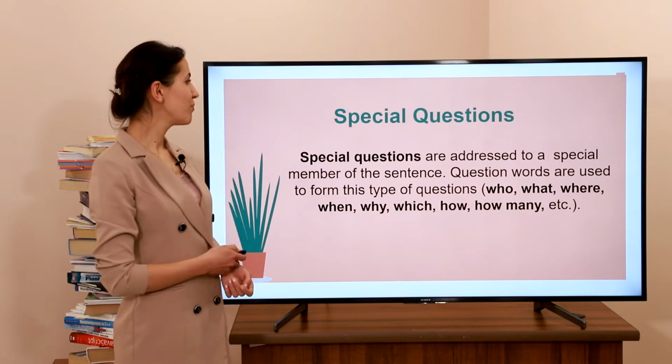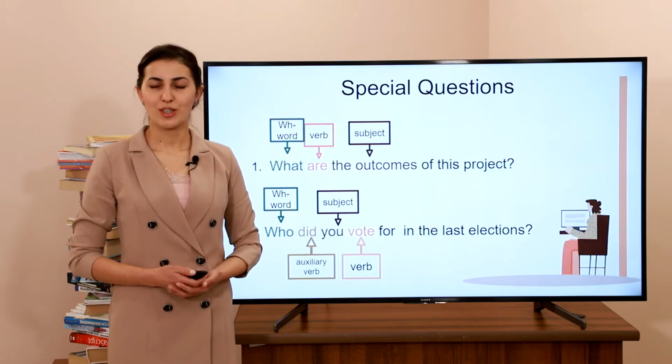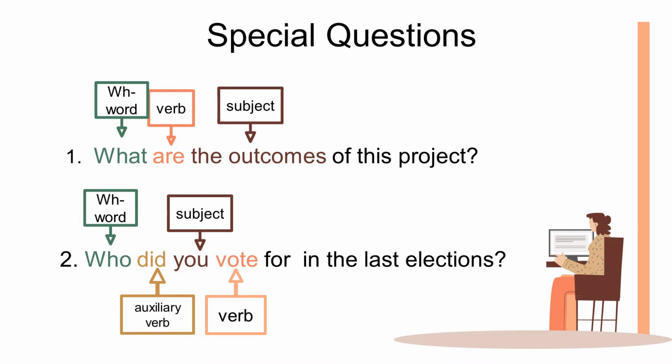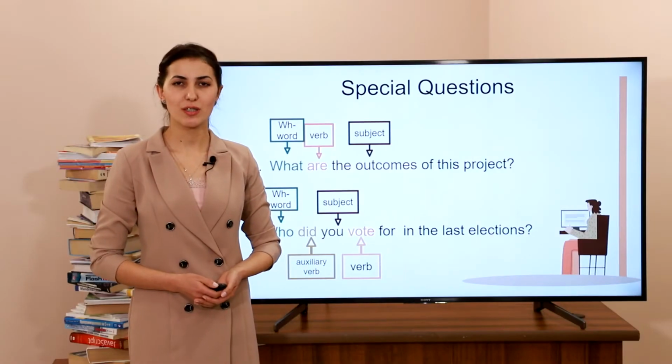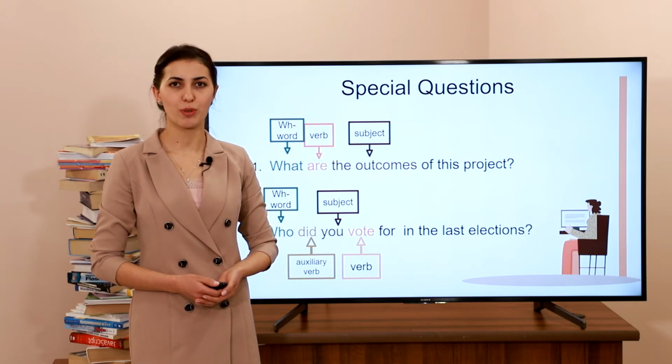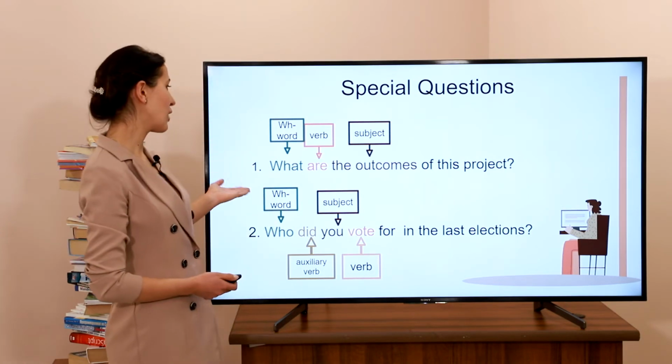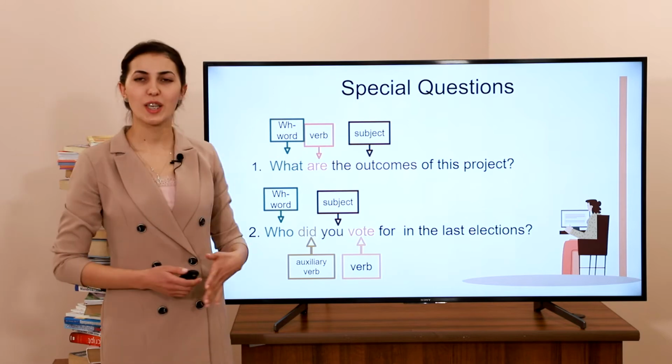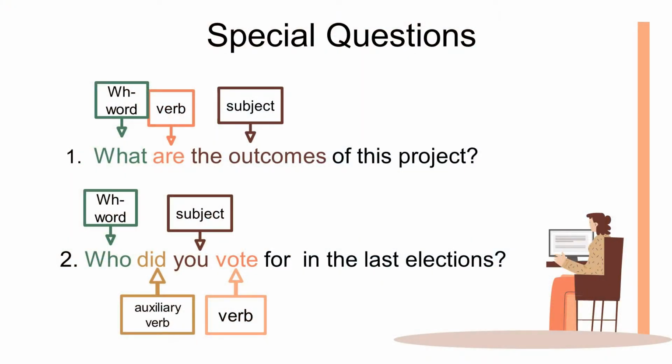Let's go on. The structures of this kind of question. What are the outcomes of this project? As we have already mentioned, special questions begin with the question word. In this case, it began with "what." The second word is the verb, the predicate of the sentence, and then comes the subject.